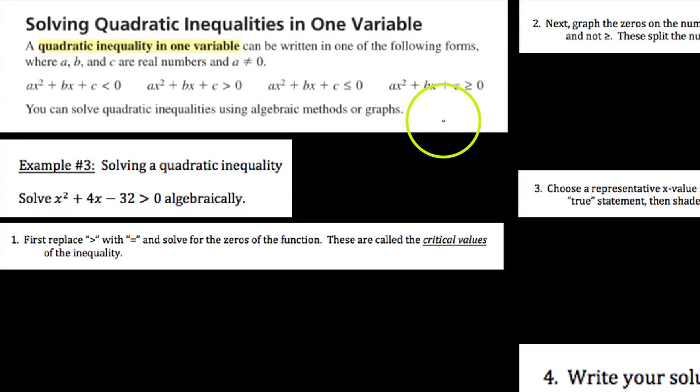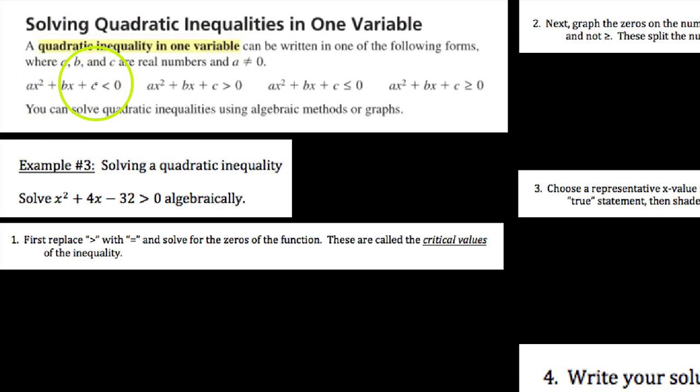Okay, YouTube, in my last video we talked about how to graph quadratic inequalities in two variables. In this video we're really going to focus on solving quadratic inequalities in one variable. We say a quadratic inequality in one variable can be written in one of the following forms where a, b, and c are real numbers and we don't allow a to be 0.